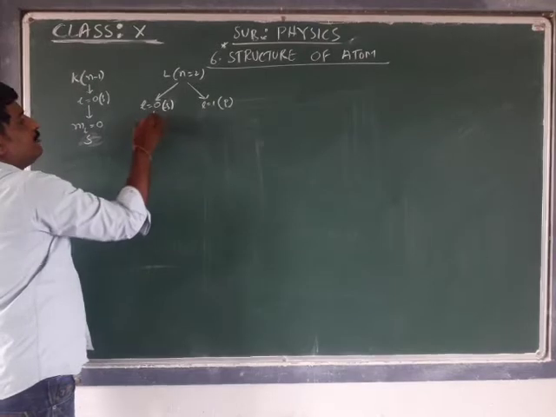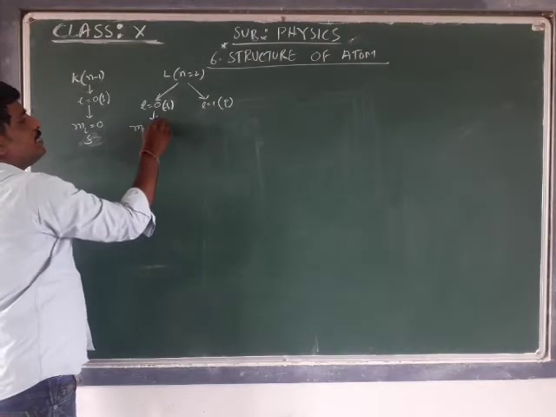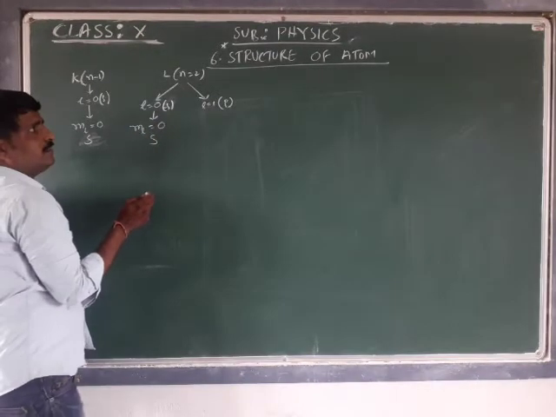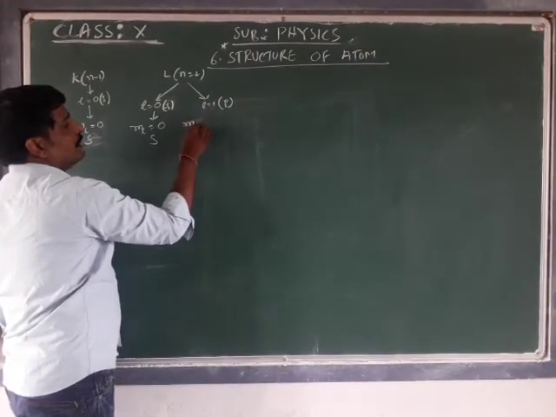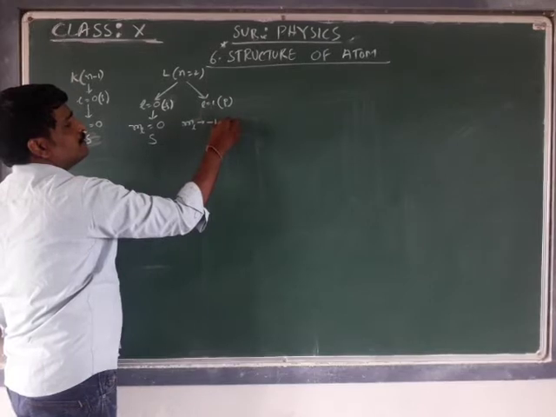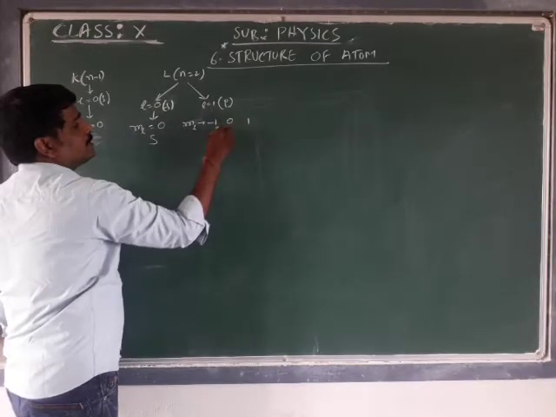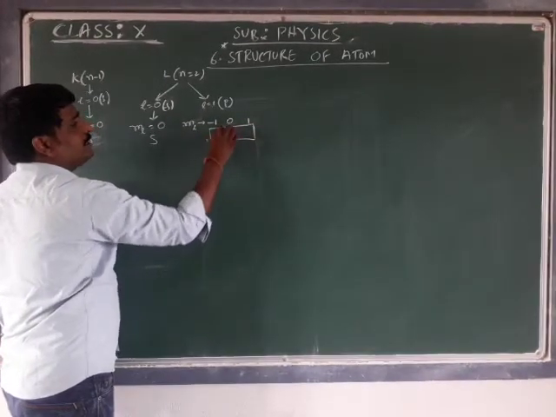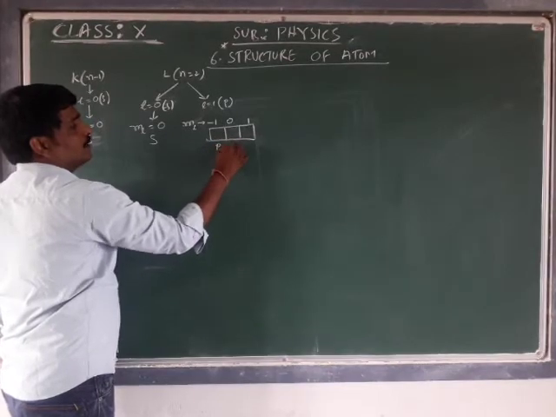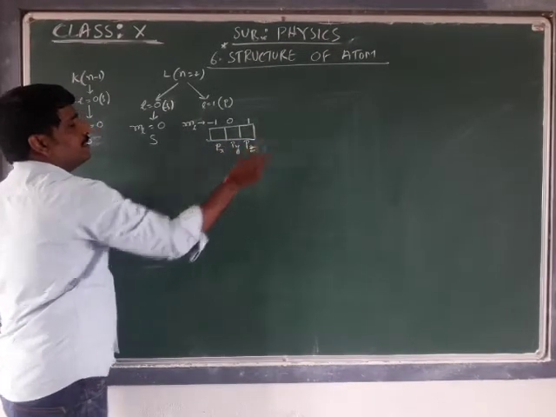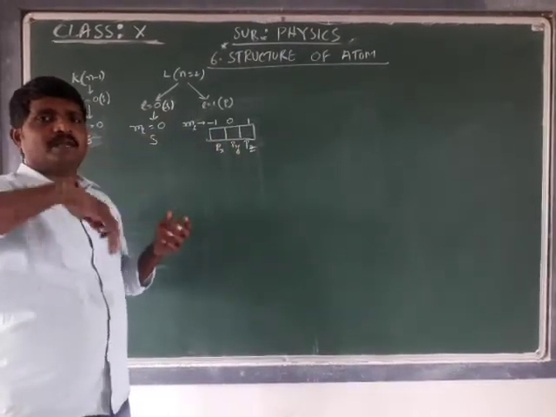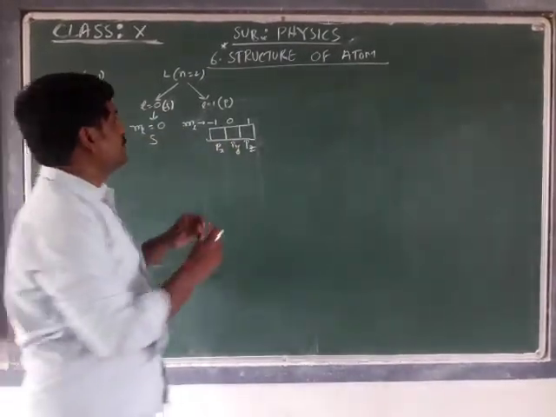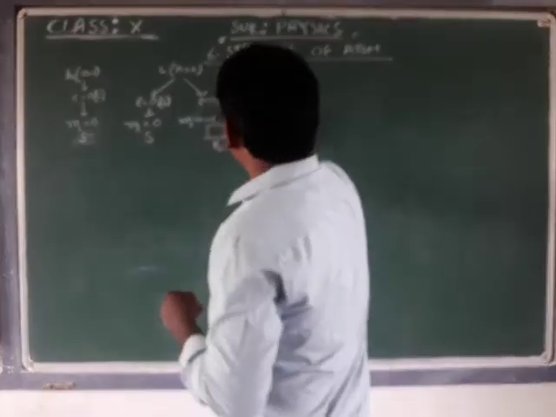How many ways do they get oriented? For L equal to 0, ml is equal to 0, as we have discussed. For L equal to 1, ml ranges from minus L to plus L, that is minus 1, 0, plus 1. That means they can be oriented in three ways, Px, Py and Pz. These three orientations are dumbbell shaped along the x axis, y axis and z axis. That's what we discussed in the last session.